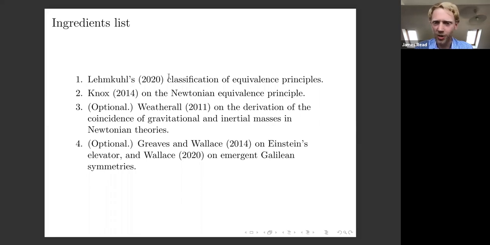I definitely want it to connect with Lehmkuhl's classification of equivalence principles, which, like I said, seems completely right to me. I also want it to make contact with Knox on Newtonian equivalence principles, since Knox talks about the Newtonian strong equivalence principle. I also would like it to connect with some other interesting recent work in the literature. So Weatherall has a paper from 2011 on deriving the coincidence of gravitational and inertial masses in Newtonian theories. It'd be nice to say something about that, since this coincidence is sometimes regarded as one version of the equivalence principle. It would also be nice to talk about, for example, Greaves and Wallace on deriving Einstein's elevator, which is something which I'll come to.